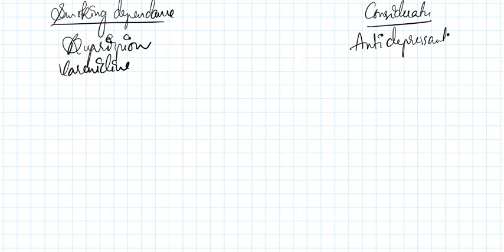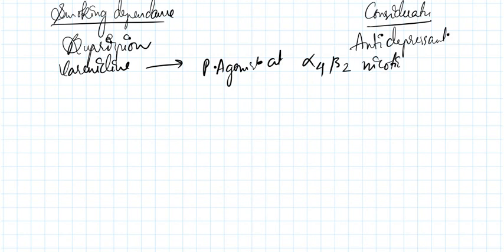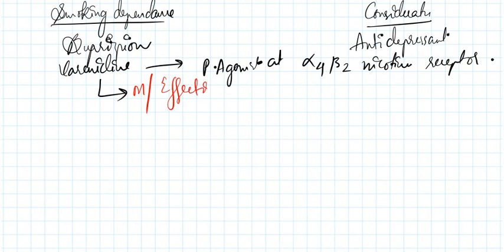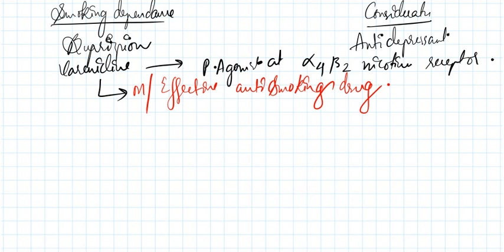What is varenicline? What is its mechanism of action? It is a partial agonist at the alpha 4 beta 2 nicotinic receptor. And trust me, varenicline is the most effective anti-smoking drug. This is one important thing that you should remember. Varenicline is the most effective anti-smoking drug.